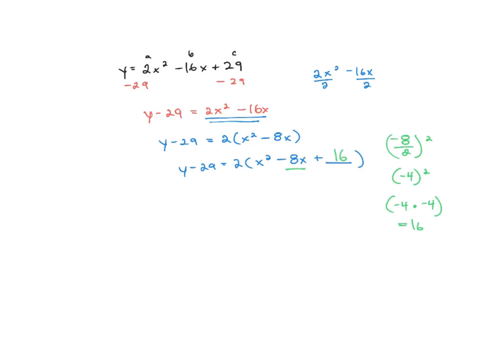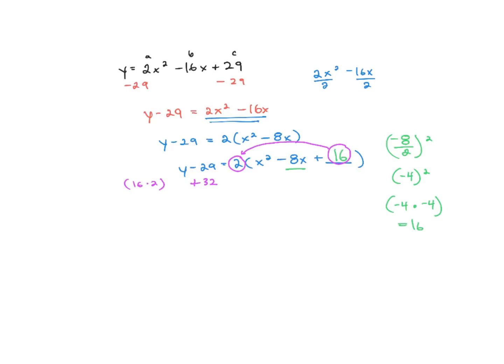Now here's the tricky part. If I add 16 to this side, what do I add to the other side? Oh, I add a 32. Wait, what? What just happened? Well, keep in mind you have a 2 on the outside. So if I'm adding a 16, technically I'm taking this 16, multiplying it by my coefficient here, and ending up with this 32. This 32 comes from doing the 16 times 2.